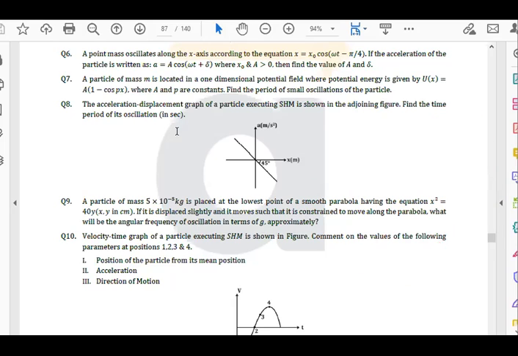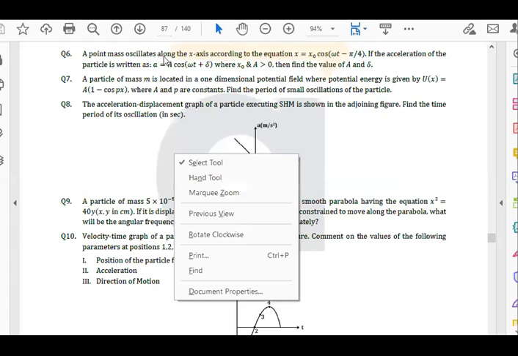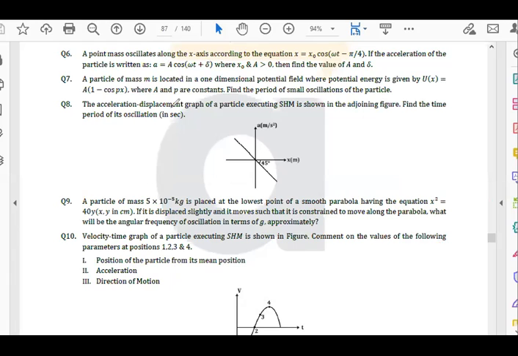Now, question number 7. Everyone, see question number 7. A particle of mass m is located in a one-dimensional potential field where potential energy is given by this, where A and P are constants. A and P are constants, right? Find the period of oscillation of the particle. Think about it, everyone.